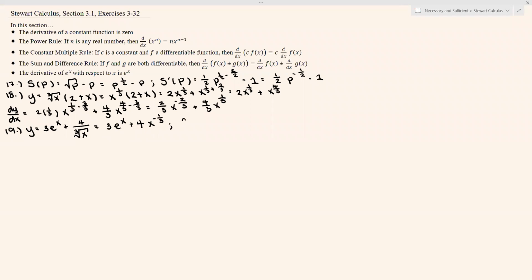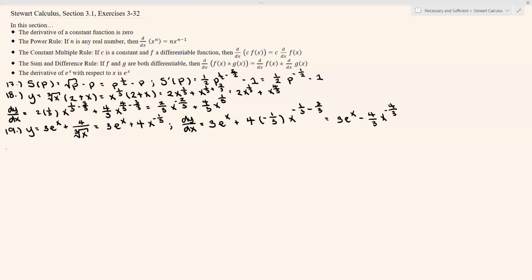If we take the derivative, I have dy dx is equal to the derivative of 3e to the x. So if I use the constant multiple rule, this is just going to be 3 times the derivative of e to the x. But the derivative of e to the x is just e to the x. So this is 3e to the x plus 4 times the exponent, negative 1/3, times x to the power minus 1/3 minus 3/3. So if we clean this up a little bit, we have 3e to the x minus 4/3 x to the minus 4/3.